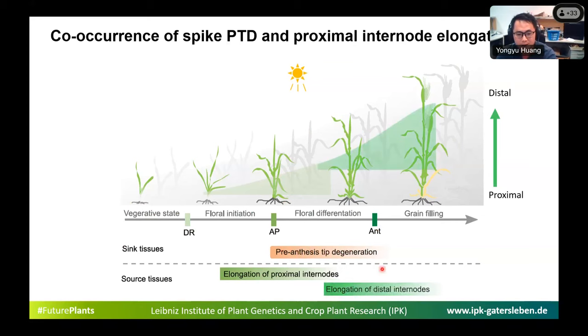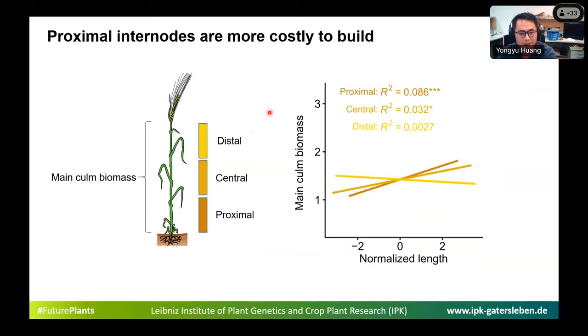And after this, the elongation of the distal internodes, or the peduncles, happens. So here we can say that these two processes, the proximal internodes and spike PBD, overlap or co-occur between this stage. This first suggests that the correlation we found may have some biological meaning.